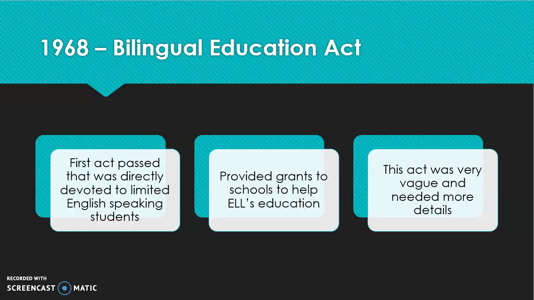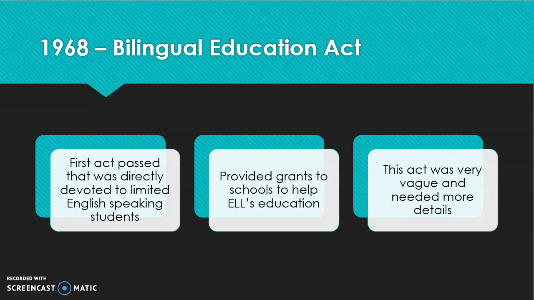Lyndon B. Johnson is the president who signed the Bilingual Education Act of 1968 into law. This was the first act passed that was directly devoted to students with limited English skills. It provided grants to school districts so they would have money to help English language learners. This act started with just Spanish-speaking children, but ultimately it merged with other bills to include all children of limited English-speaking ability. This meant that they came from environments where their main language was something other than English.